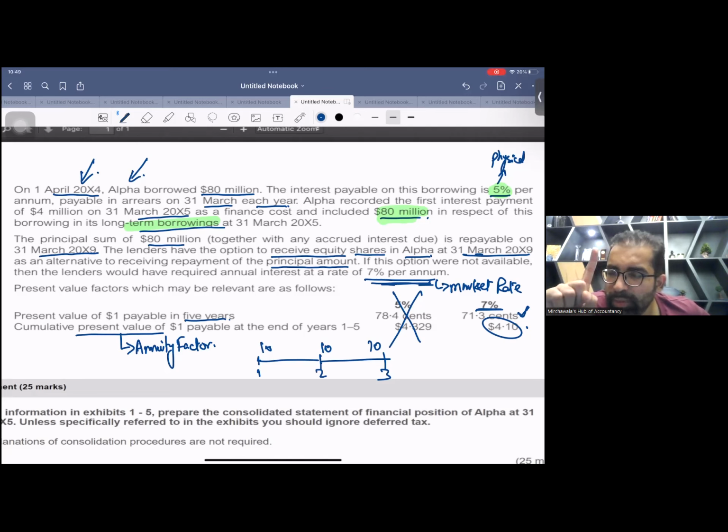And as there is only one principal payment, you will be doing only one discounting for the principal amount. I'm sure you know this. I gave you many classes for this, a whole complete class on convertible loan notes.